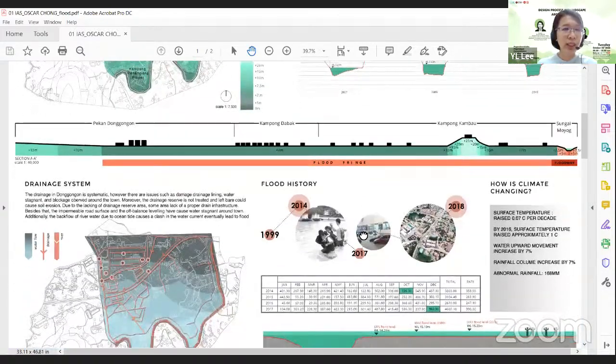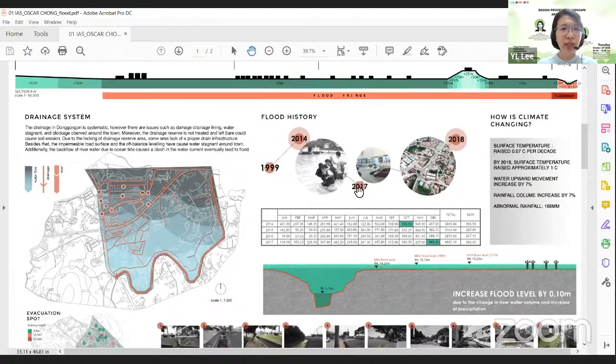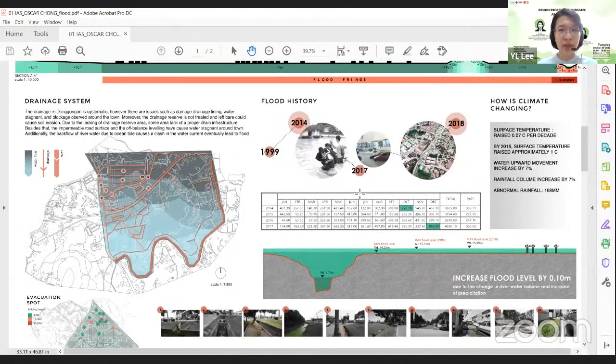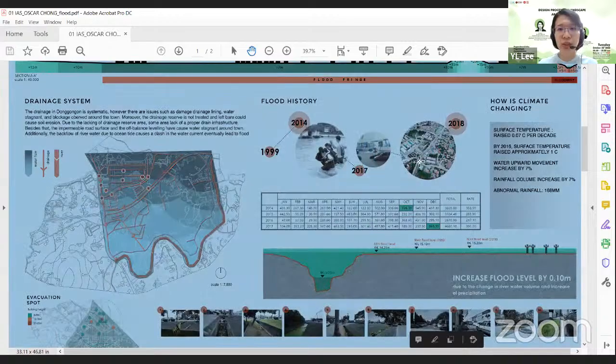His inventory analysis board is simple. For final year, we don't expect him to do everything. He just does the inventory aspects related to his project. But for lower years, sometimes we will ask you to do everything, but for them, no need. So you see the drainage study is here with all the flood history.